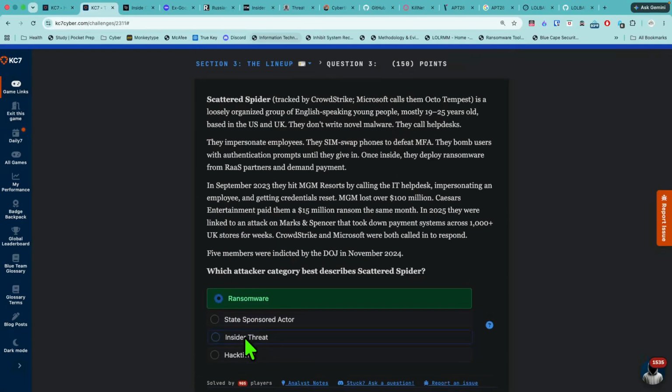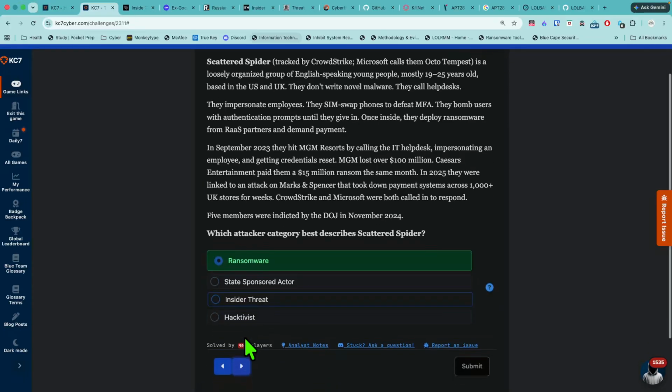Nice. Alright, question 3. Scattered Spider. Scattered Spider, tracked by CrowdStrike, which Microsoft calls Octotempest, is a loosely organized group of English-speaking young people, mostly between 19 and 25 years old, based in the US and UK. They don't write novel malware, they call help desks. They impersonate employees, they SIM swap phones to defeat MFA. They bomb users with authentication prompts until they give in. Once inside, they deploy ransomware from RaaS partners and demand payment.